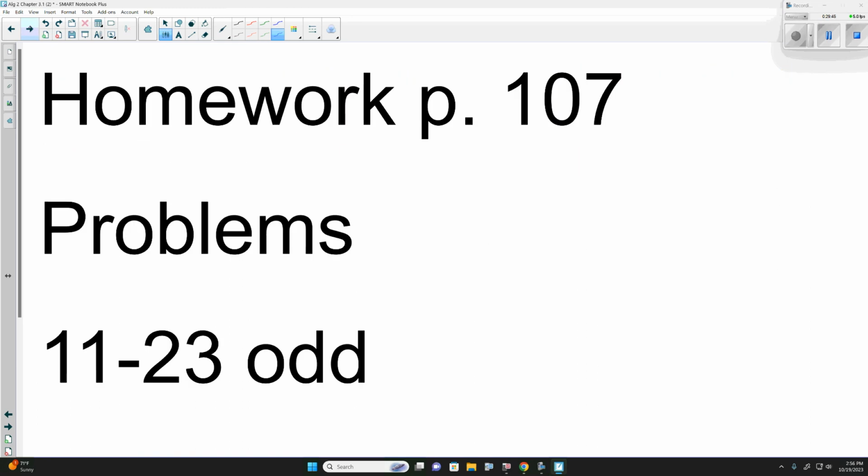We did have 2 more, but I'm going to let y'all have the rest of the time to work on the assignment. 7 problems, 11 through 23 on.